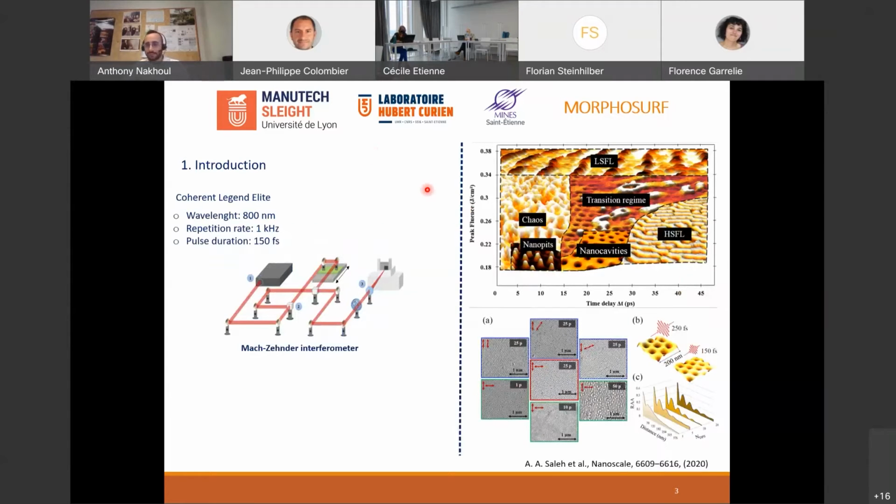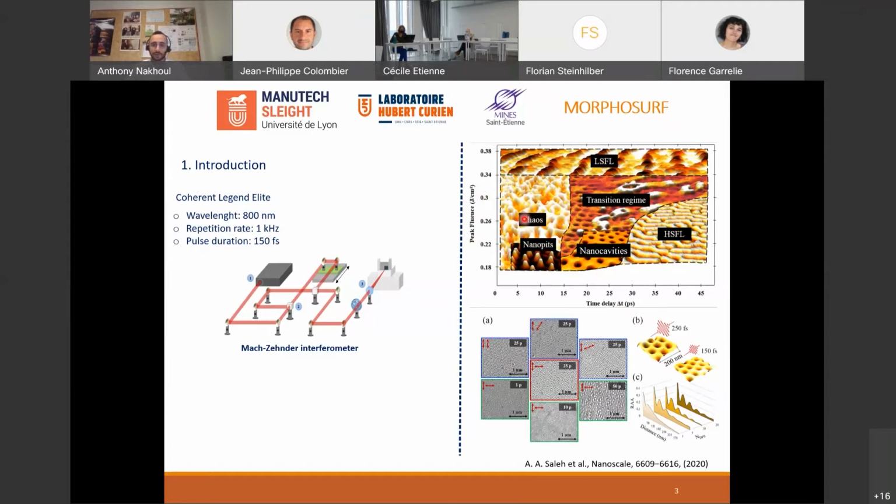So now I will start by introducing the bibliography and the previous work by Anthony Abu Saleh. He was using a femtosecond laser, Legend Elite from Coherent, with a wavelength of 800 nanometer, repetition rate of 1 kilohertz, and pulse duration of 150 femtosecond. He was doing irradiation on nickel monocrystals, controlling the laser parameters, which are peak fluence and time delay. He found that by controlling these two parameters, he was able to observe different types of nanostructures: from chaotic to nanopits, nanocavities, HSFL and LSFL nanostructures.